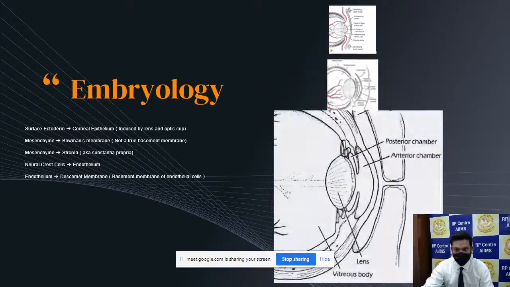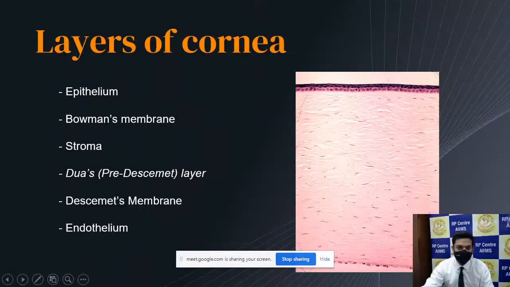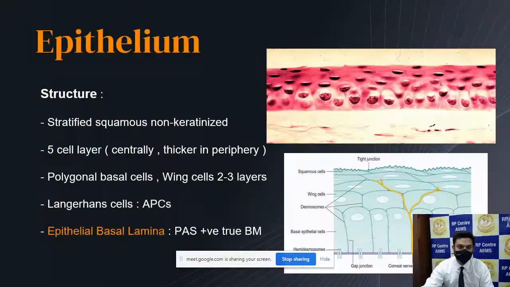Moving to the layers of cornea, let's consider them one by one. The structure of the epithelium: epithelium is a stratified squamous, non-keratinized.